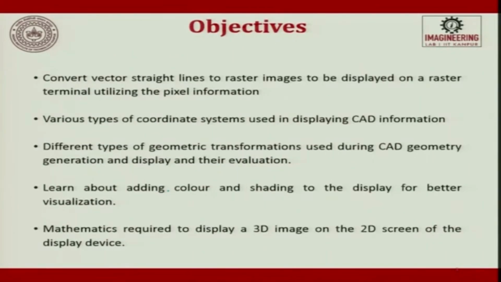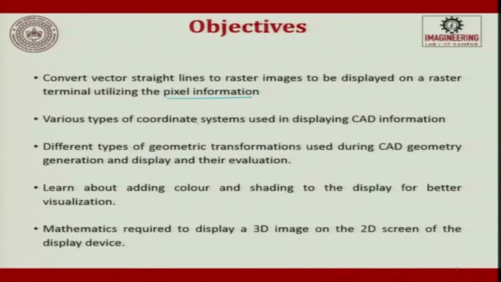So, the objective of this lecture is going to be convert vector straight line to raster straight line. When we are trying to draw a straight line in a computer, how does it happen? How does it convert a vector straight line to a raster image to be displayed on the raster terminal utilizing the pixel information? This we will try to understand in this lecture.